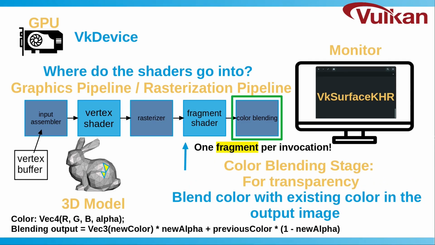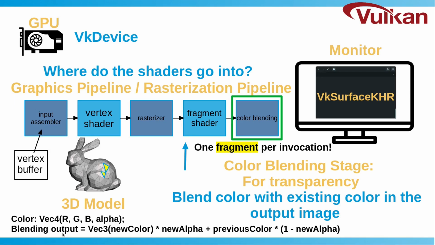The final stage of the graphics pipeline is the color blending stage. It is called per fragment. This stage will blend the output of the fragment shader with the existing color at the location of that fragment in the output image. In general, the color is defined as a vec4, whereby the first three elements are red, green, and blue, and the fourth is an alpha value. All these values here can be between 0 and 1.